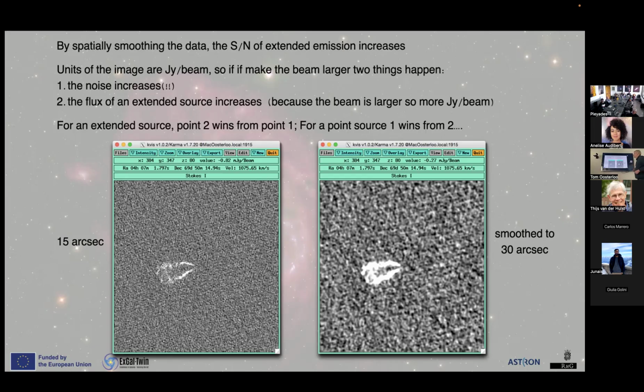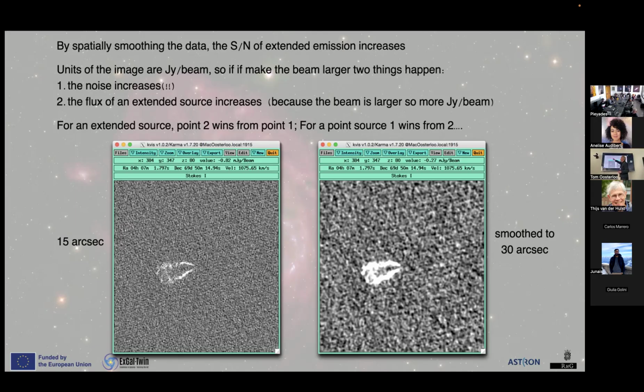We have density per beam, not per square arcsecond or per pixel, we have per beam. So the characteristic of the data, the beam, changes. So the noise increases. If you compute the noise in density per beam after smoothing, the noise should be higher.